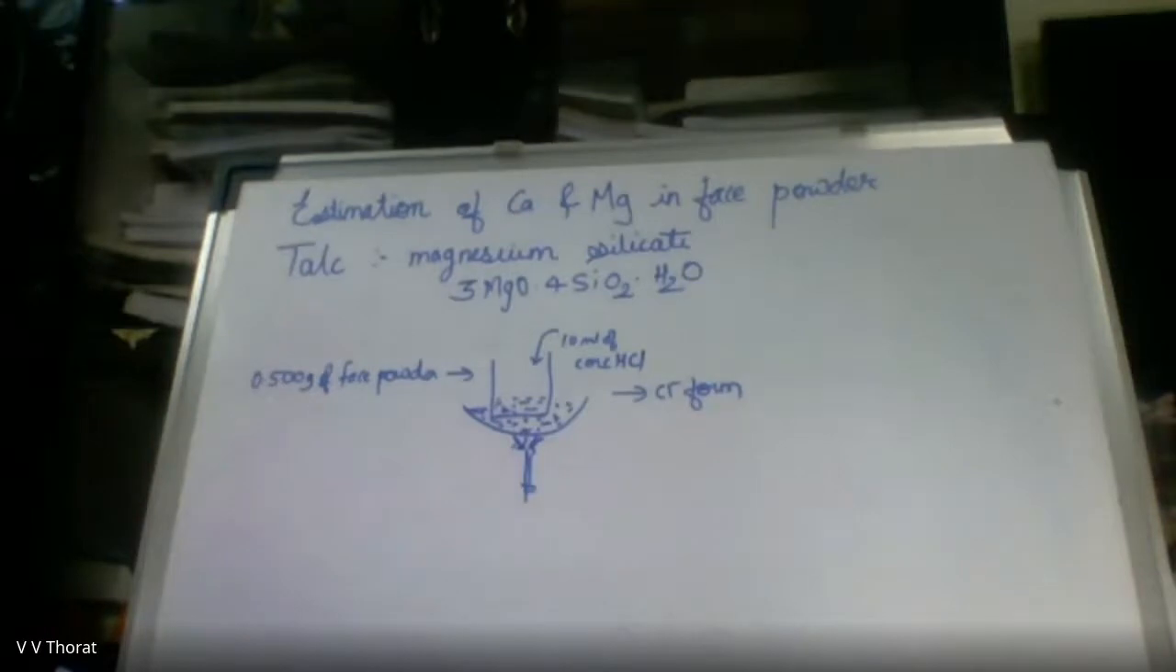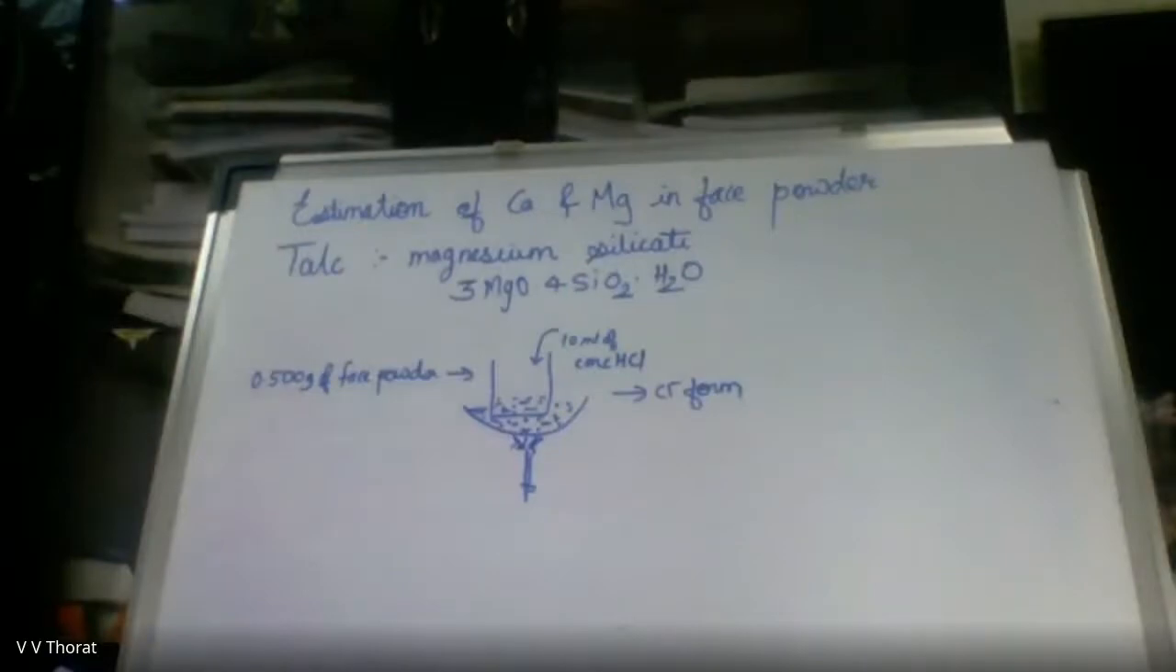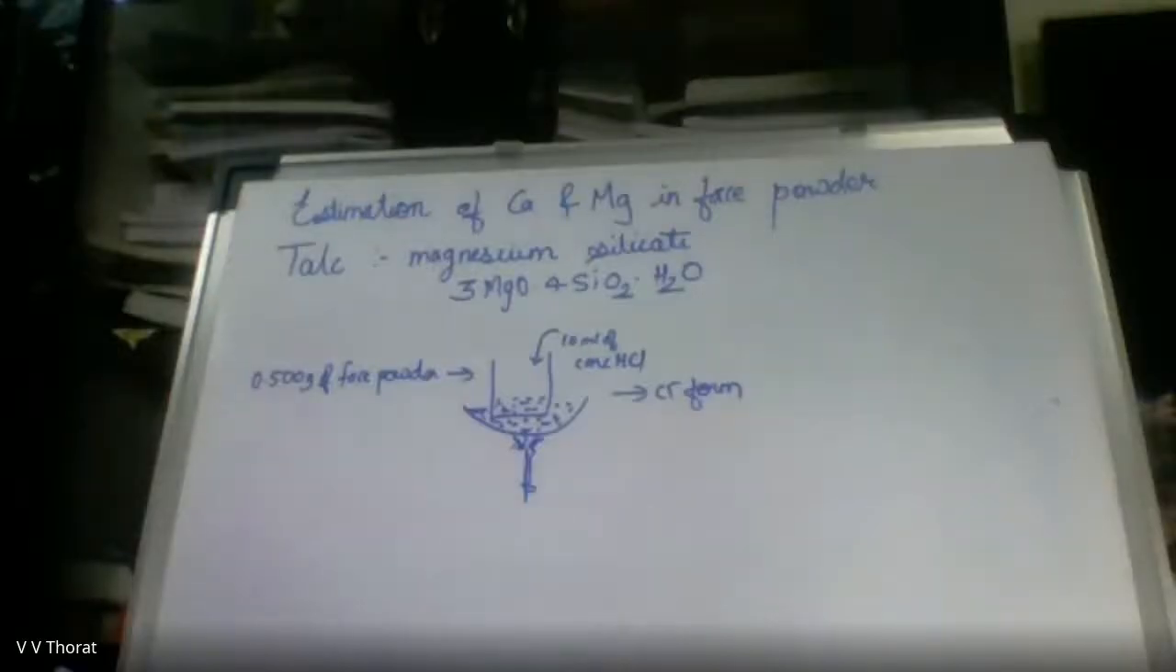Next, Sampada, you tell me, what is the main constituent in the face powder? Sampada, unmute. Okay, she is not here. Yes, ma'am. Yeah, you are there. Tell me, what is the face powder? Magnesium silicate. Very good. Now the formula of magnesium silicate is on the board. It will be there on your chart.